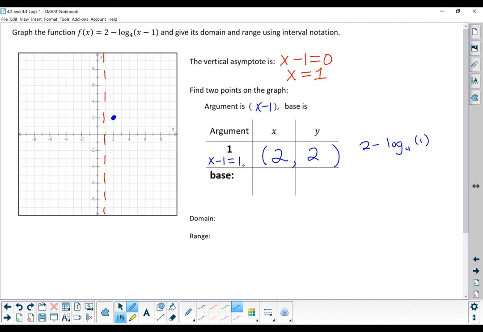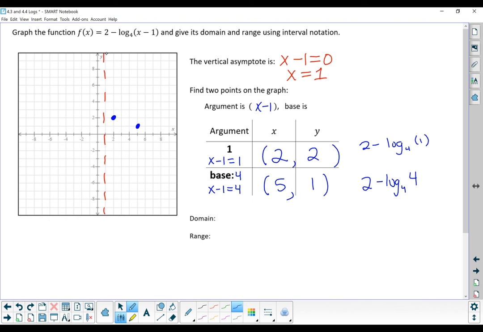The base of this log is 4, so I need to think about what x value is going to give me my argument equivalent to the base 4. So that's going to give me an x value of 5 if I add that 1. So again, we chose that because this function, when I sub in 5, is 2 minus log base 4 of 4. The log base 4 of 4 is 1, so this is 2 minus 1, which is 1. Right there.